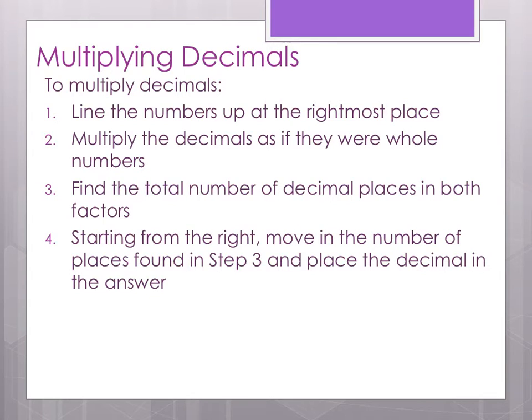Here are the rules for multiplying decimals. First, we need to line the numbers up at the rightmost place. So, unlike addition and subtraction, with multiplication we line things up at the right, not at the decimal. Then we'll multiply the decimals as if they were whole numbers. In step 3, we find the total number of decimal places in both of the factors. So we'll count how many places there were in both the numbers that we were multiplying. And then in step 4, starting from the right and moving to the left, we need to move in the number of places that we found in step 3 and place the decimal in the answer.